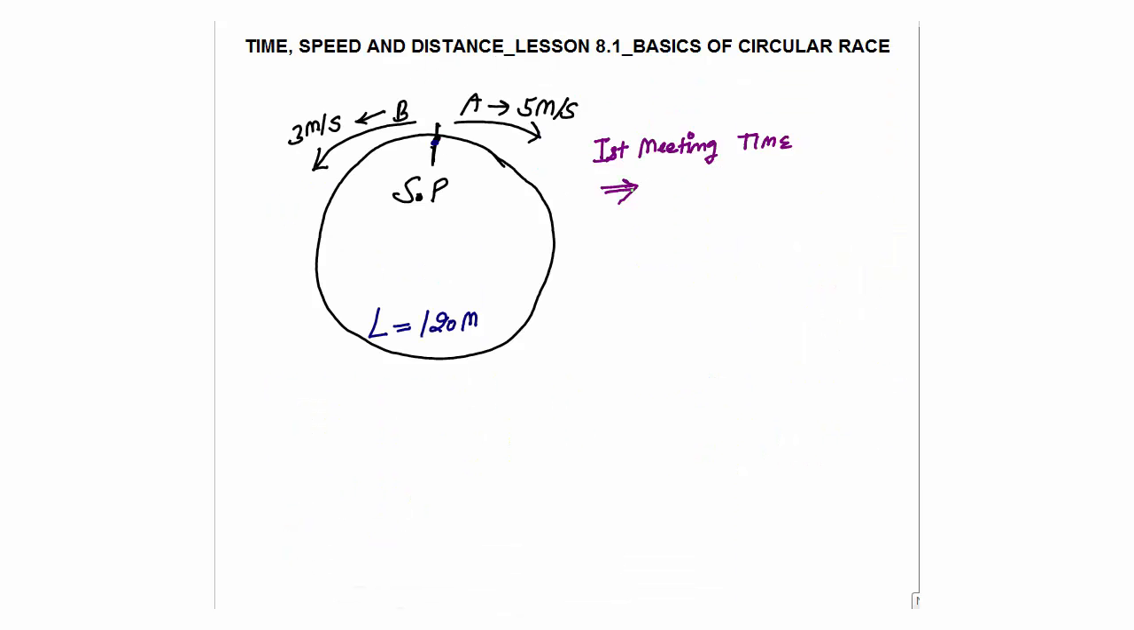Now next is a circular track of length 120 meter, and A and B are running in opposite directions, A with a speed of 5 and B with a speed of 3 meter per second. When will they meet for the first time?